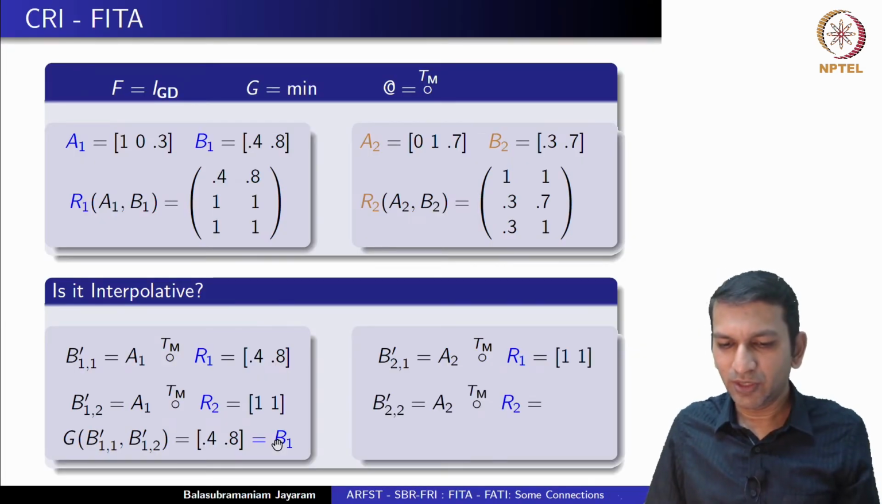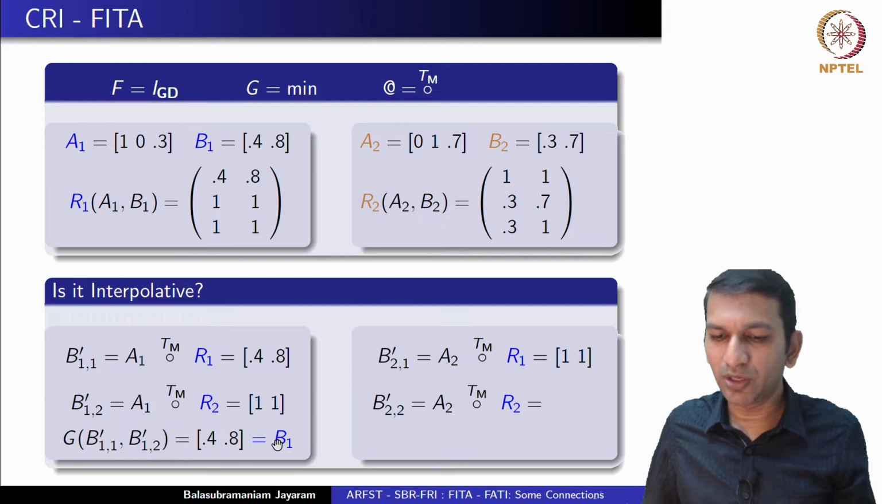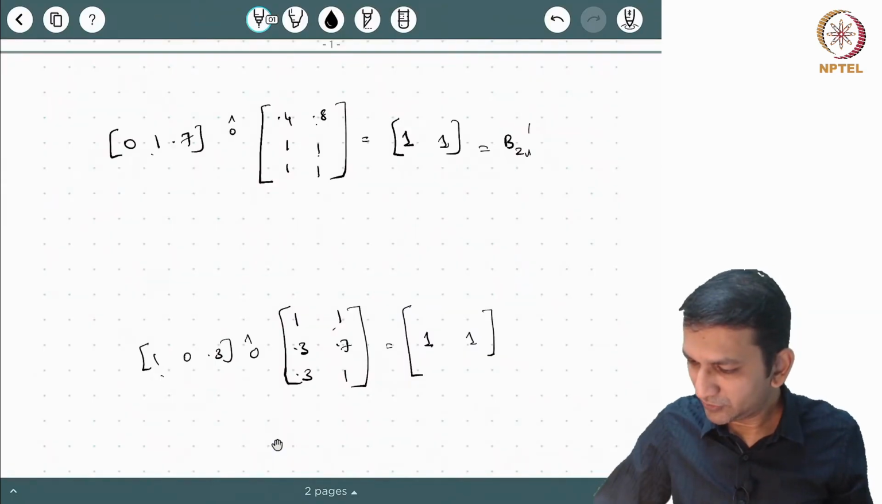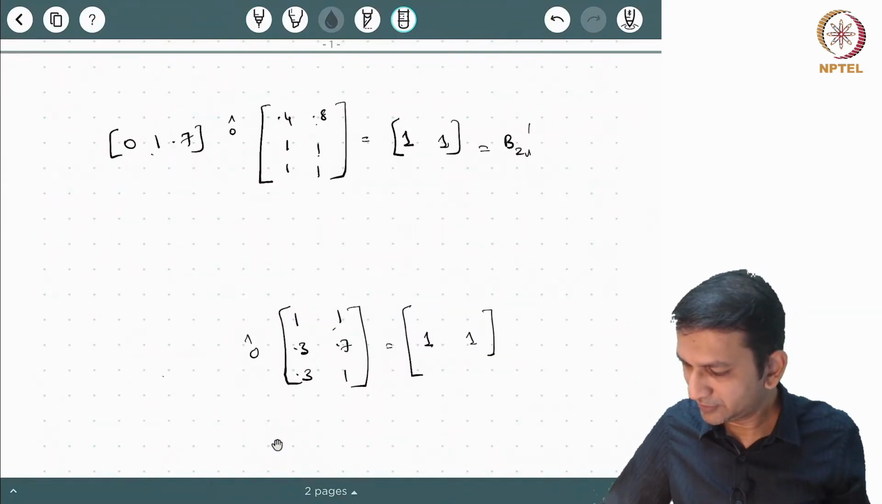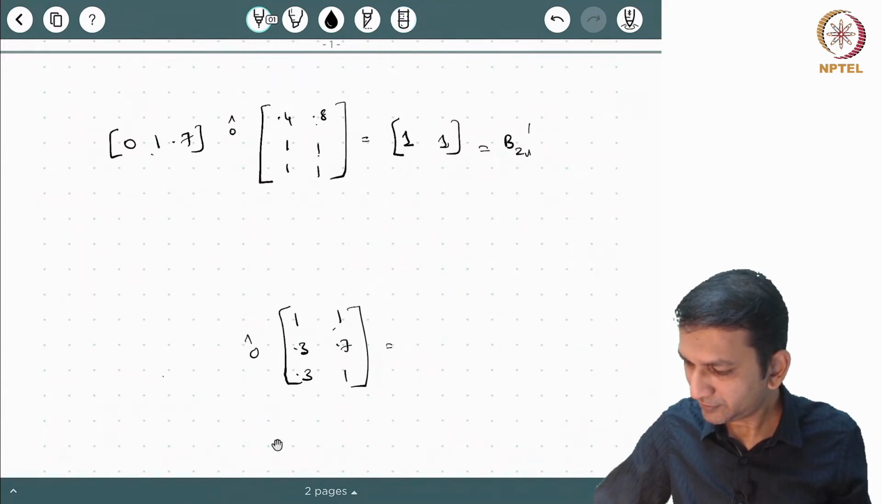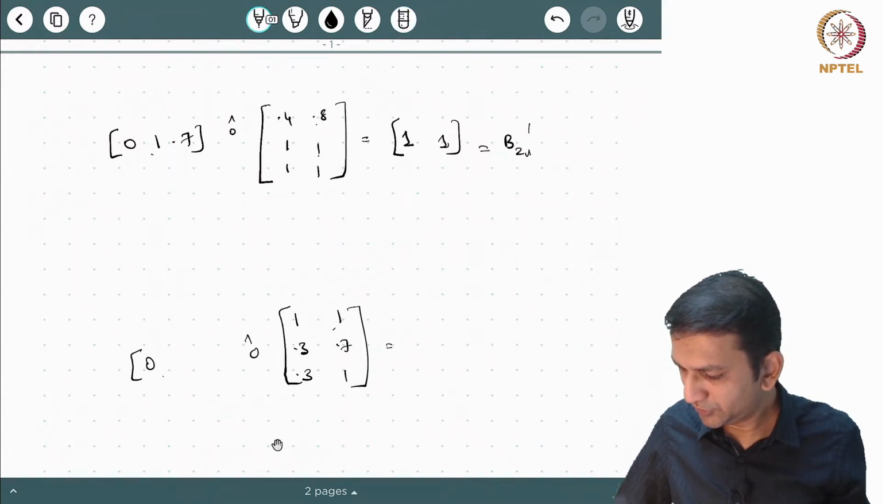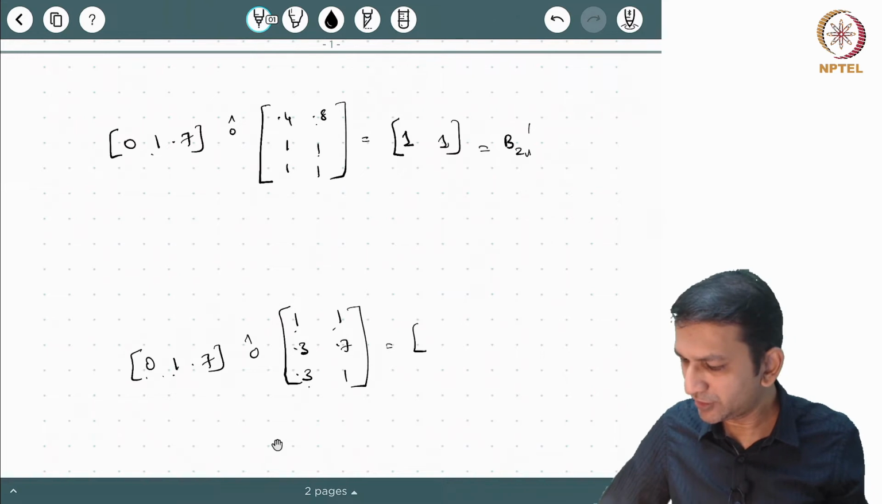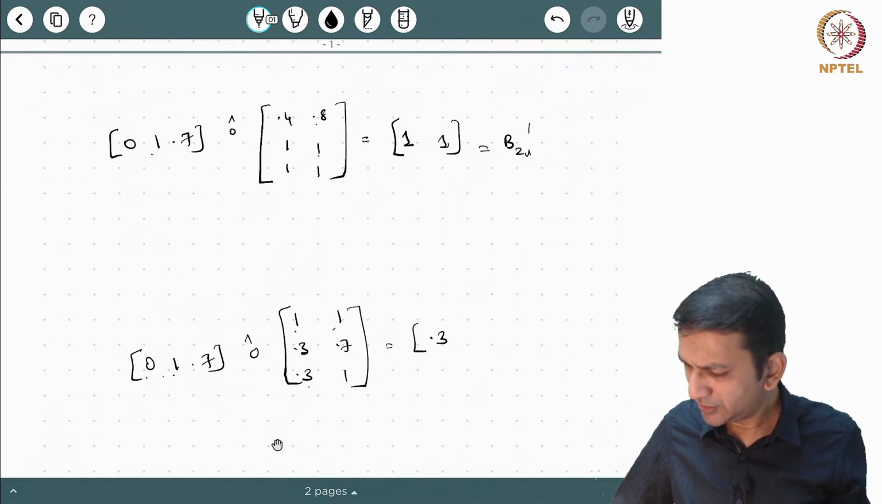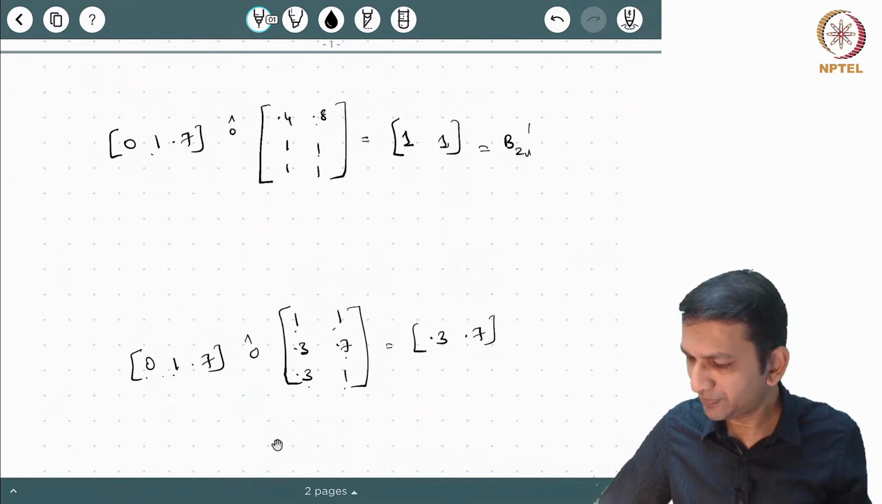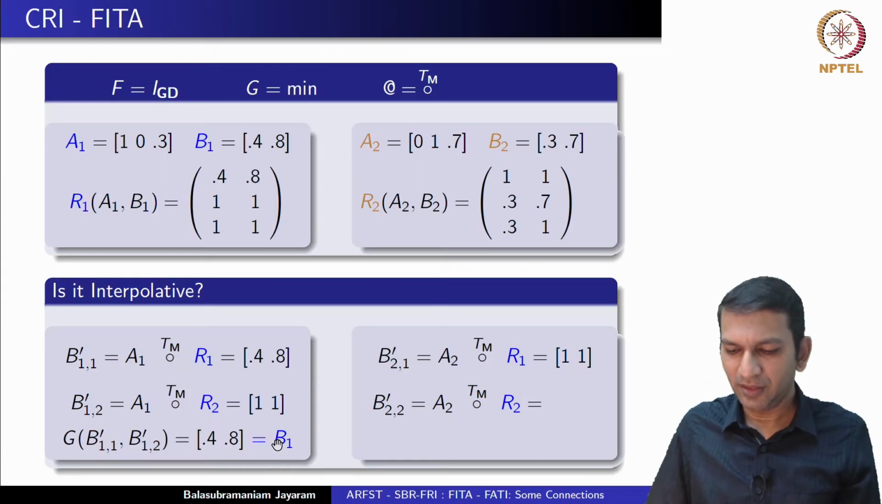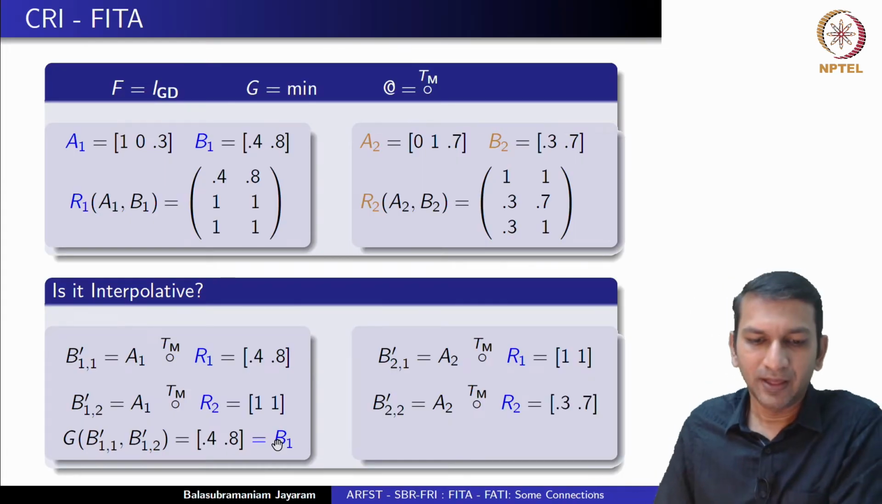One more. So what is B22 dash? That is A2 composed with R2. So once again, let's write this. A2 is 0, 1, 0.7. Now, when you compose it, 0 and 1 is 0, 1 and 0.3 is 0.3, 0.7 and 0.3 is 0.3, so you get 0.3, 0 and 1 is 0, 1 and 0.7 is 0.7, so the max is 0.7. So this is our B22 dash. So it is 0.3, 0.7.